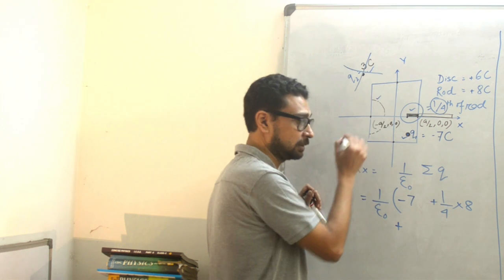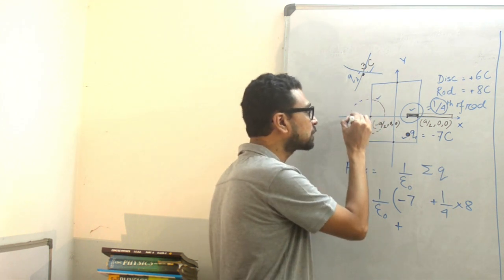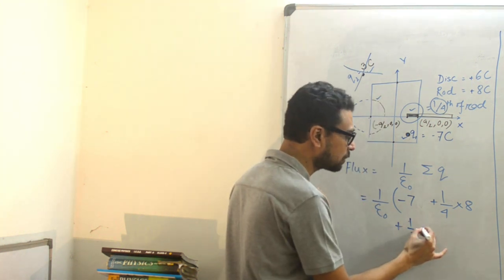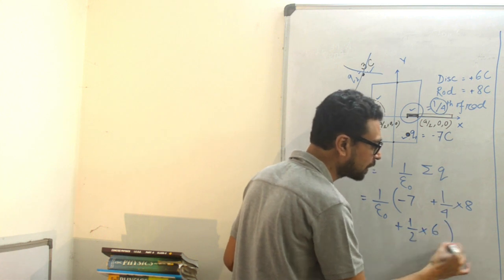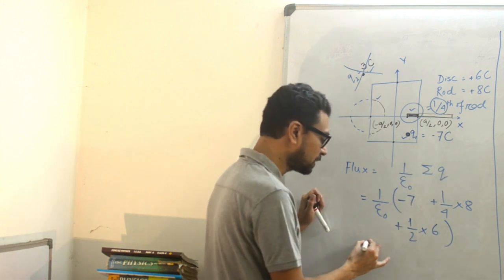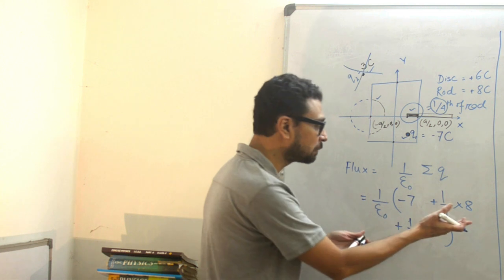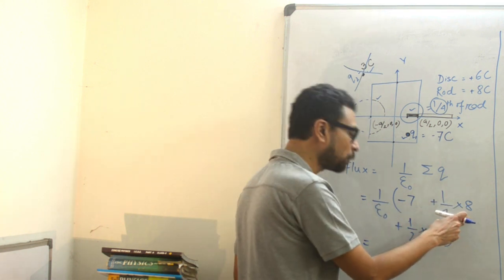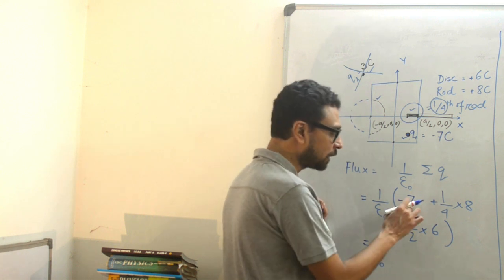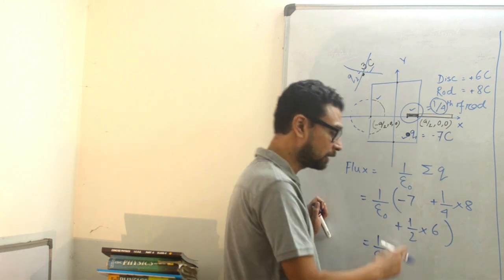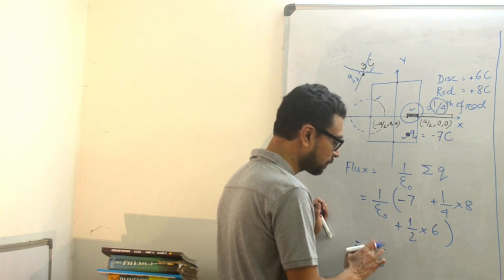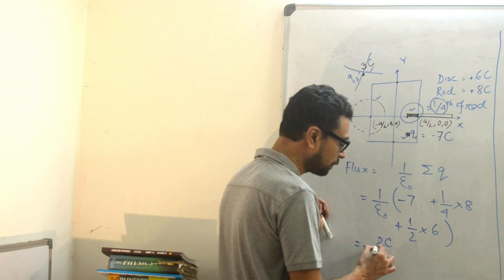The next thing is this disk, which has this center. This much portion is outside, so this is half of the disk, right? So we can write half into the total charge of the disk, which is 6 coulomb, and this is the total. This is the total charge, the summation Q. So obviously you can understand what the electric flux will be. You can simply calculate minus 7 plus 2 plus 3, which is nothing but equal to minus 2 coulomb.